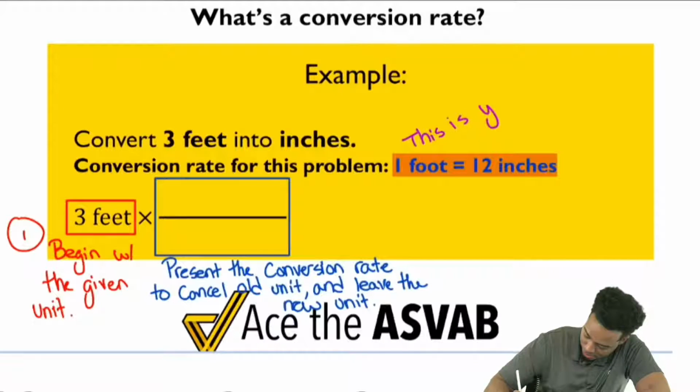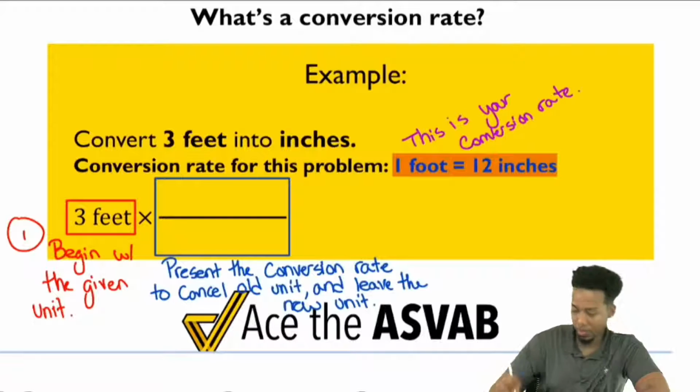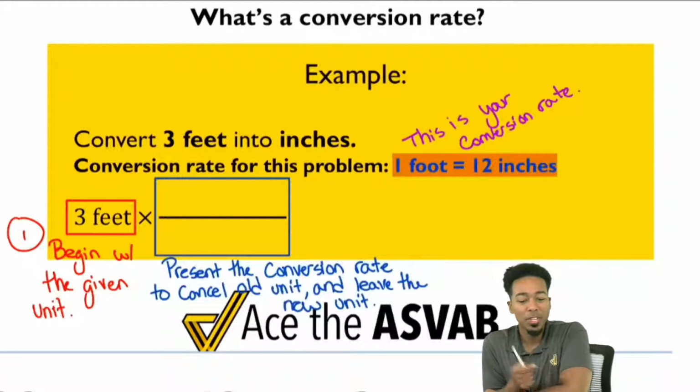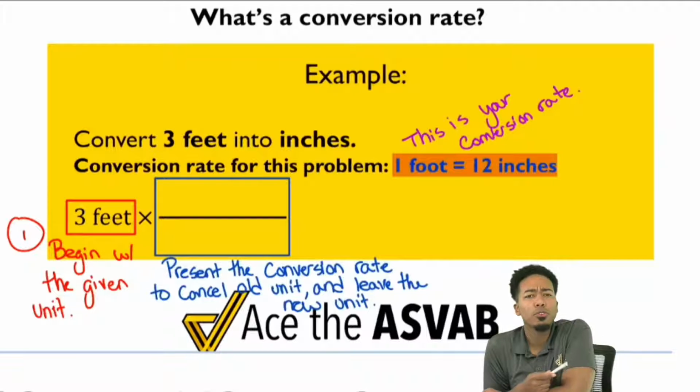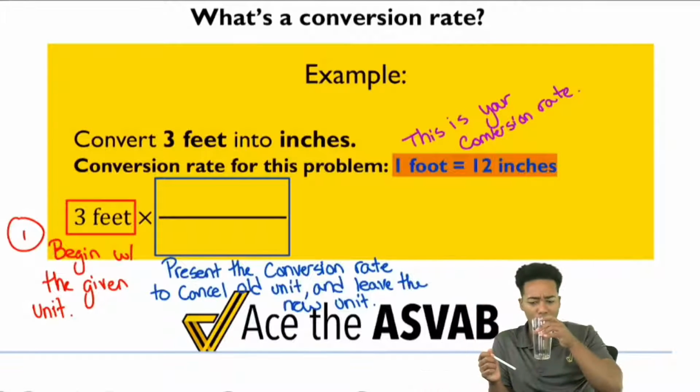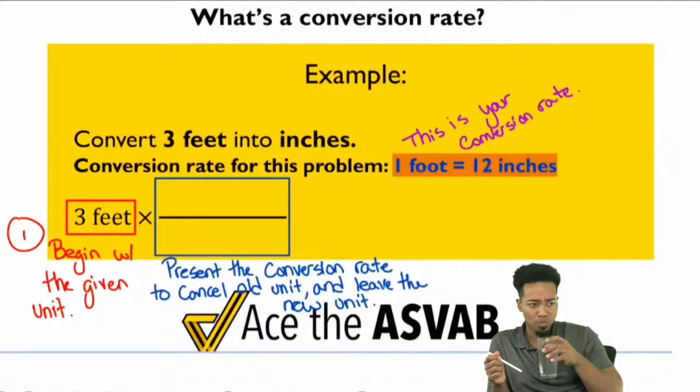So this is your conversion rate. And I'm going to make this as smooth as I possibly can for you guys. I got you. So everybody, what am I trying to do with the old unit? What's that C word I said? What am I trying to do with that old unit again? I'm going to give you a couple of moments here.